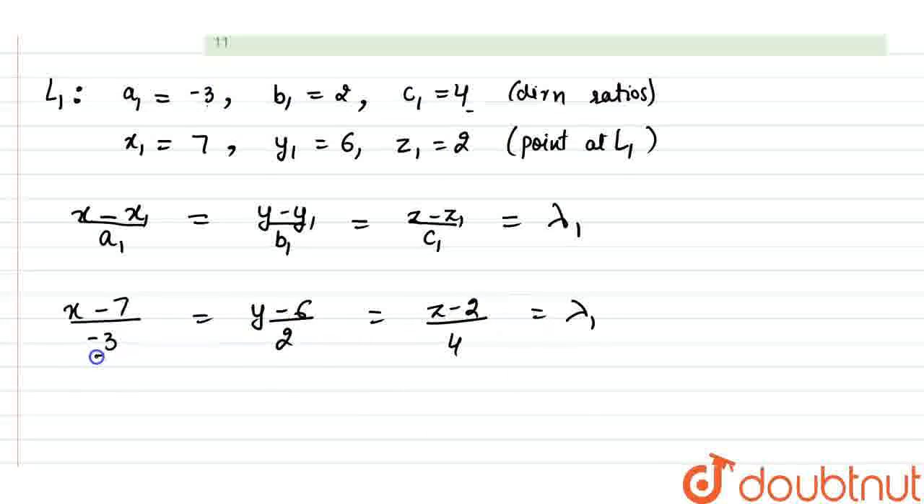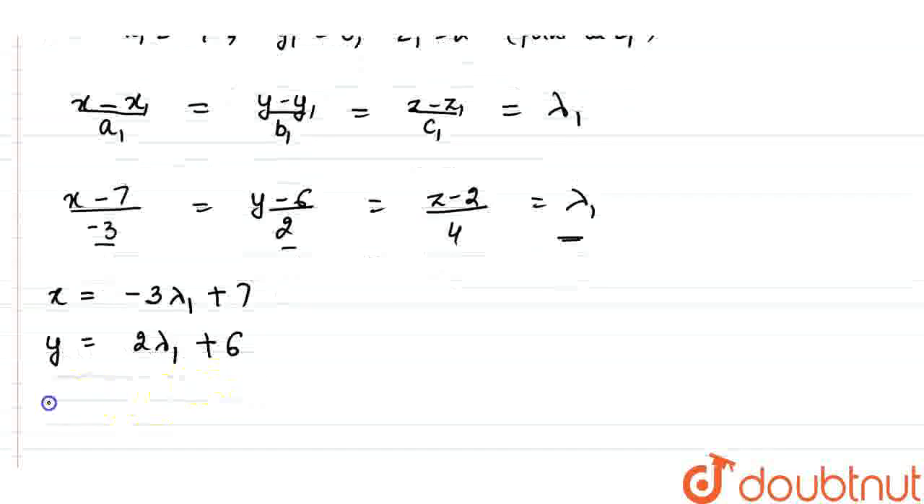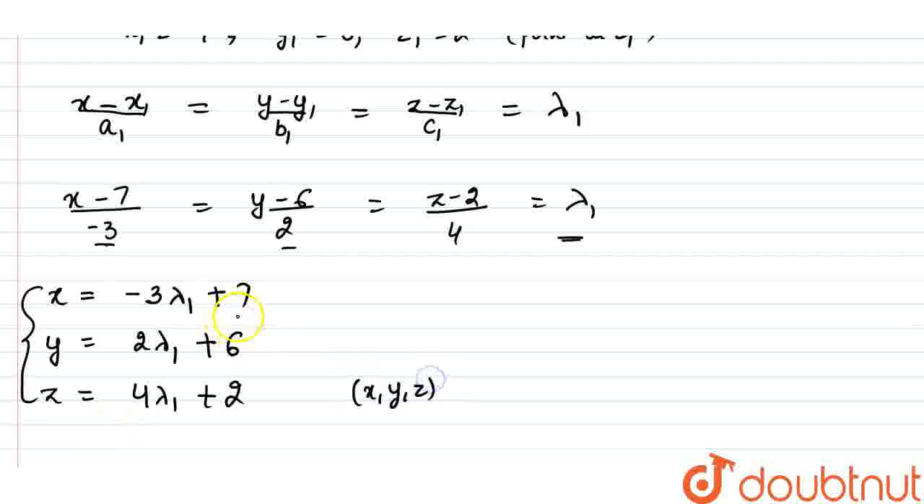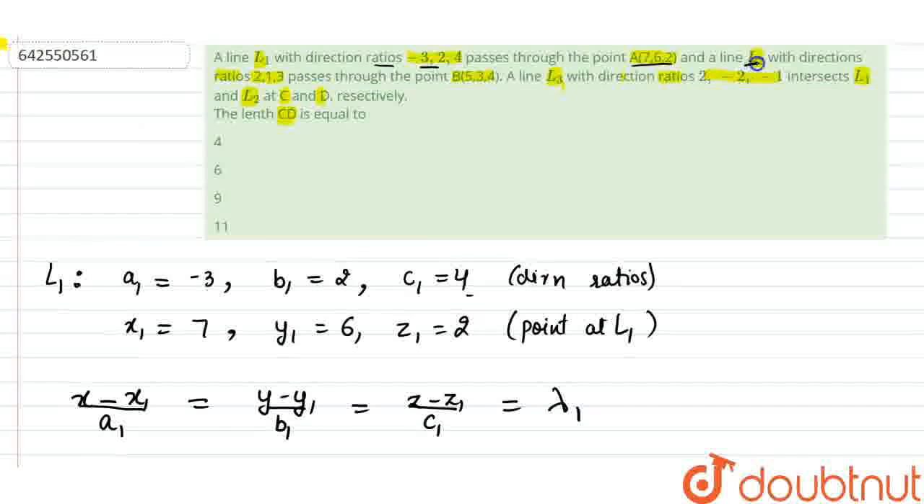From here, if we equate each term with the constant lambda 1, we get x equals -3 lambda 1 plus 7, y equals 2 lambda 1 plus 6 and z equals 4 lambda 1 plus 2. So by equating each term with lambda 1 we get x, y, z as random points on the L1 line.